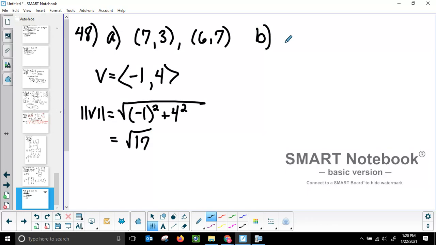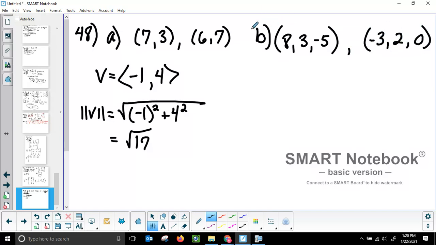Right? B will work exactly the same, except actually we don't even need to worry about b because it is a three-dimensional vector. So 8, 3, -5, which we never did, although quite frankly you just do the exact same thing. But we don't need to do this since it's 3 dimensions. That will not be on your final exam.